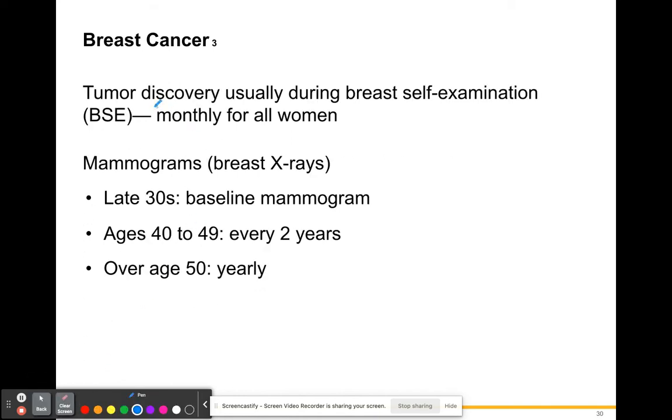Okay, tumor discovery is usually during an examination of some kind. It could be during a self-examination, which women should be giving themselves all the time to check for any abnormalities or something that doesn't feel like it was normally there. Mammograms are x-rays of the breast. They begin typically in the late or mid-30s, which is your baseline mammogram. Once you hit ages 40 to 50, you want to get those mammograms every 2 years. And once you hit the age of 50 and older, you want to get those on a yearly basis.